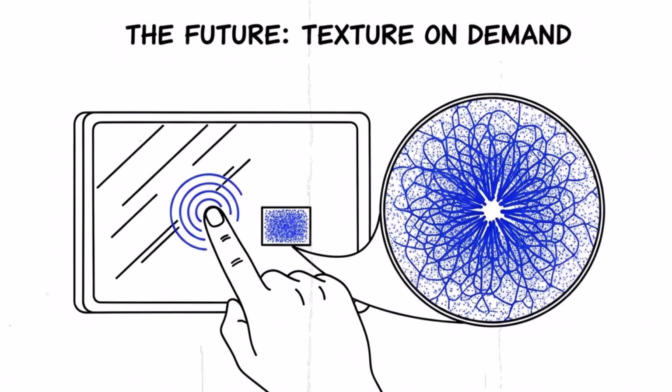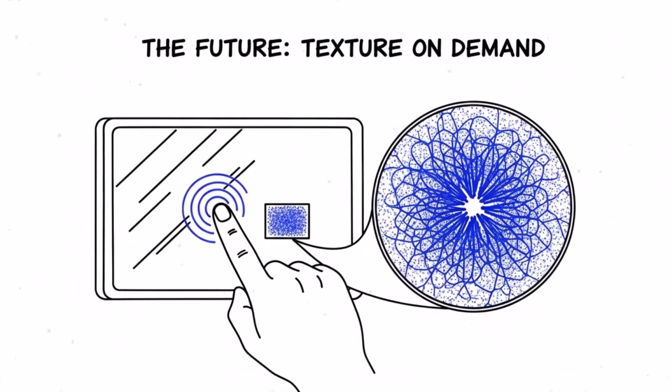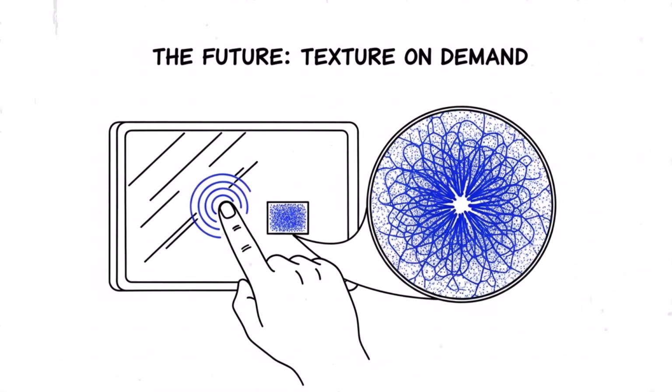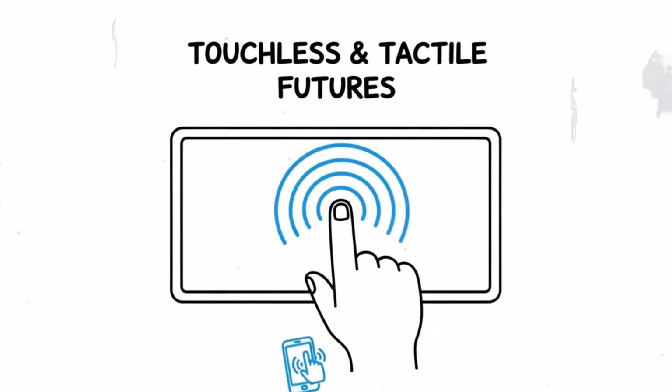Now let's talk about why physical buttons are disappearing. Touchscreens allow dynamic interfaces. Buttons can change based on context. Layouts can update through software. This flexibility makes devices more adaptable.